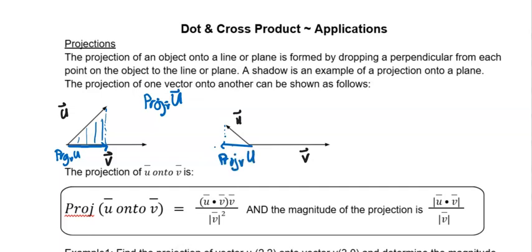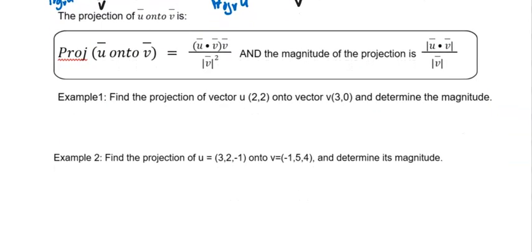of u onto v. Okay, so we can talk about this from an algebraic term too. So the projection of vector u, these are all vector arrows, onto v is actually the dot product of u dot v times the vector v divided by the absolute value of vector v squared. And then the magnitude of that is just the dot product of u dot v all divided by just the magnitude of v. So let's try some examples.